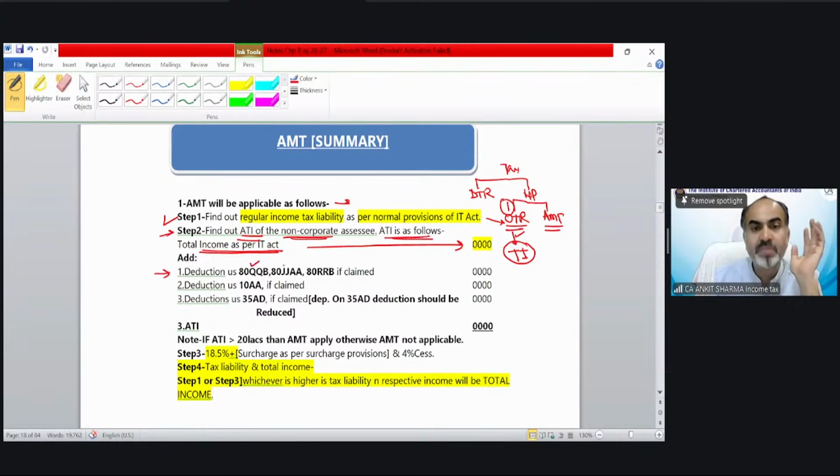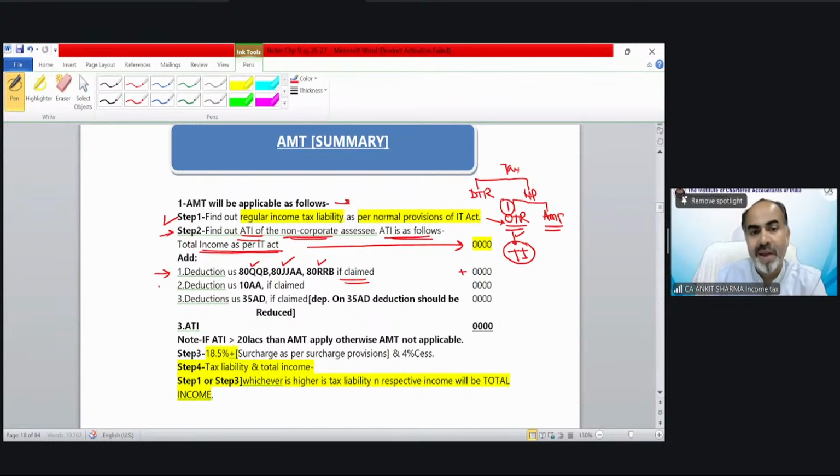80 QQB, 80 JJAA, 80 RRB. So if these deductions have been claimed, then only these 3 deductions need to be added back. If you have claimed 80C, 80D, 80DD, 80DDB, etc., all are allowed. You do not need to add them back. Only if these 3 have been claimed, you need to add them back.